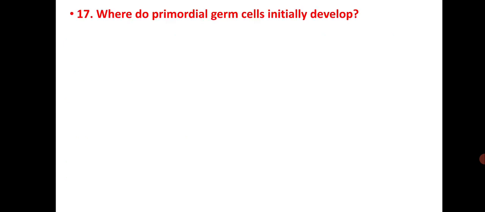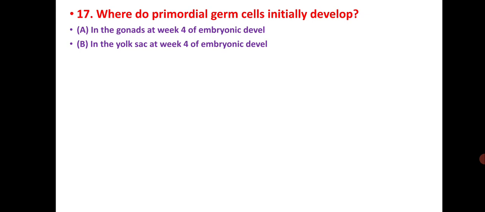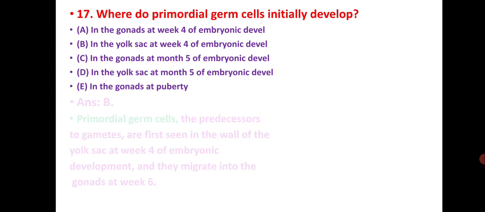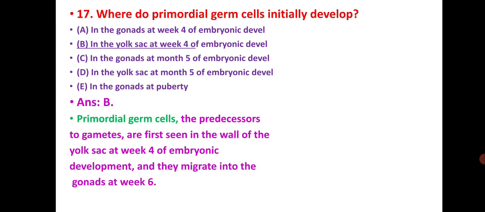17th question: where do primordial germ cells initially develop? In the gonads at 4th week of embryonic life, in the yolk sac at 4th week of embryonic life, in the gonads at the 5th month of embryonic life, in the yolk sac at 5th month of embryonic life, in the gonads at puberty. So the answer will be B, that is in the yolk sac at the 4th week of embryonic life.